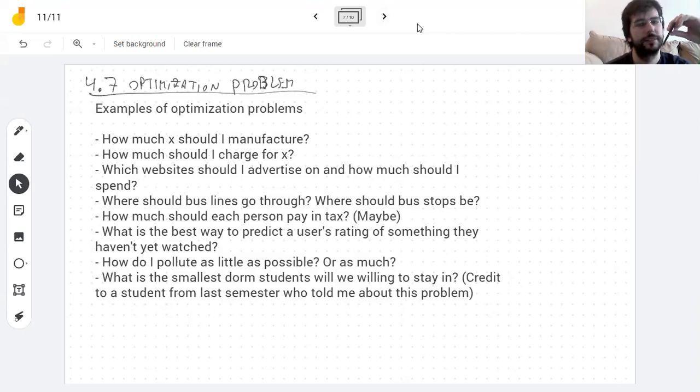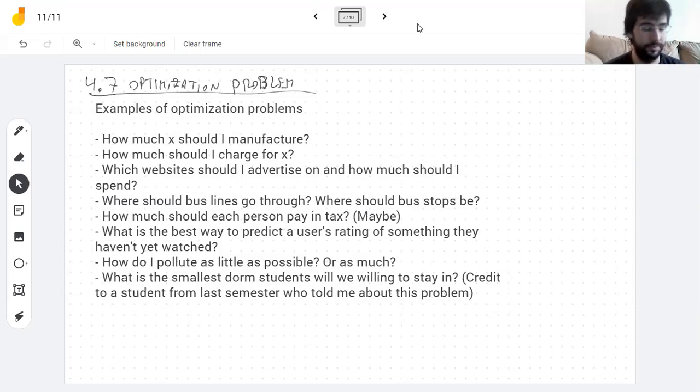Even if you're simulating this in a video game, how much should taxes be? And I guess this could be an ethical problem as well. I'm not going to get into that, but say you wanted to make the most money for the state, then this is an optimization problem. Or maybe you want something else to be optimized, in which case this is a different optimization problem.